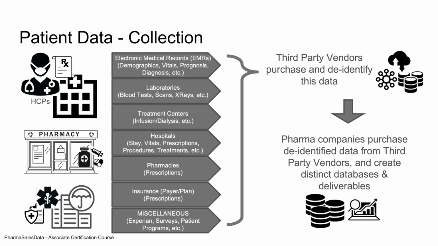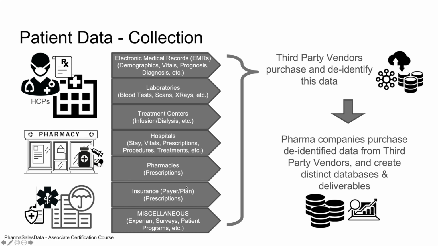To see the various ways patient data is collected, and where it's collected from, you have your electronic medical records, EMR. That includes demographics, patient vitals, prognosis, and diagnosis. You have your laboratories, where you get your blood tests, your scans, and your x-rays. You have treatment centers, where you have infusion and dialysis going on. You have hospitals. You'll collect data on patient stays, their vitals, prescriptions, procedures, and treatments.